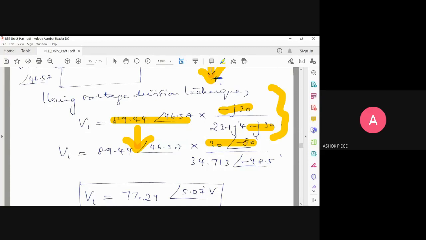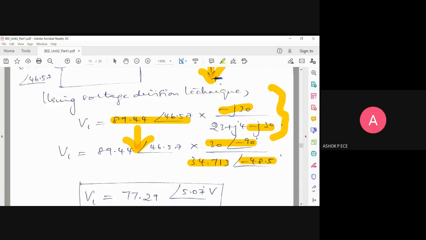So if you miss that minus 90, your answer will be wrong. And 23 plus j4 minus j30. So I can simplify this as 23 minus j26. You can add the imaginary terms. Now square root of 23 square plus 26 square is this one, and tan inverse of minus 26 by 23 is this angle.